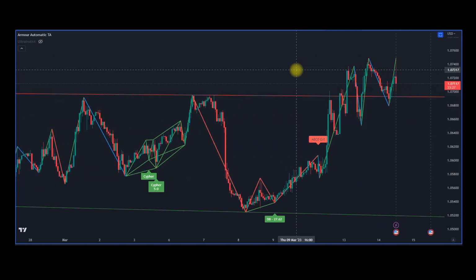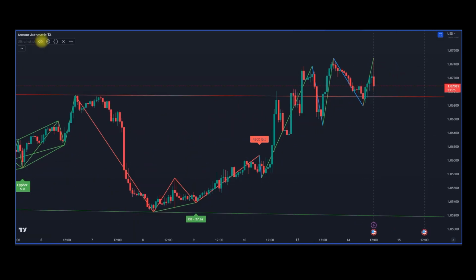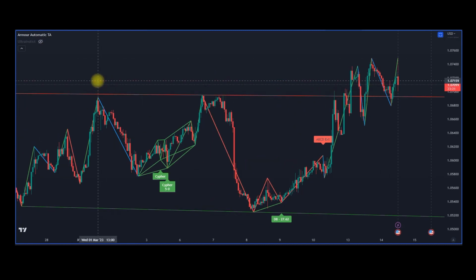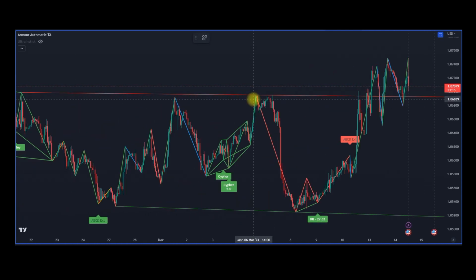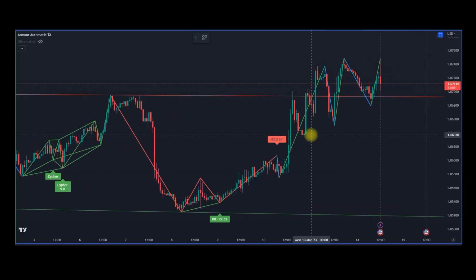So this is called Trading Armour Automatic TA. First is our first indicator here, Automatic TA, and you'll see here there are several different colors, different lines, and each line is worth making you money.